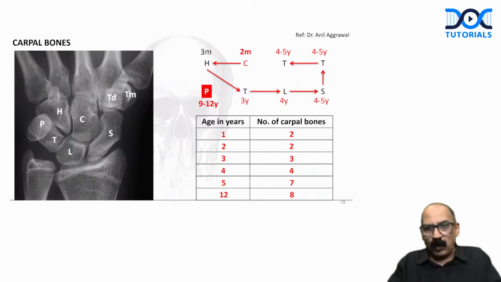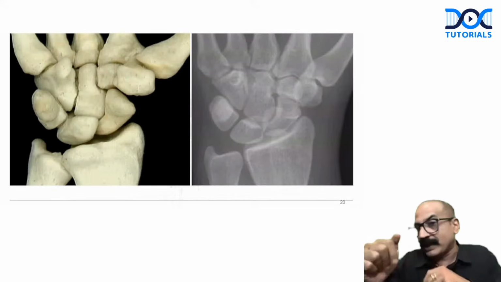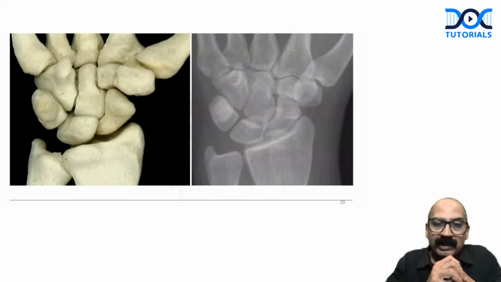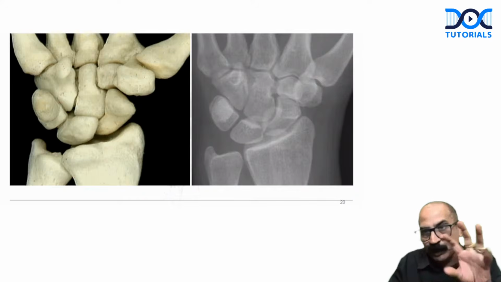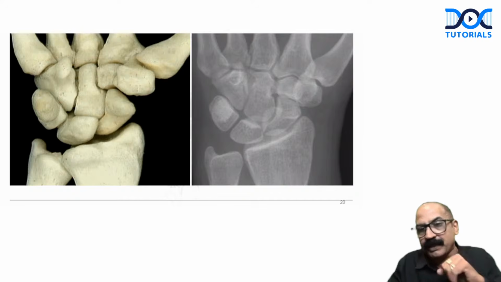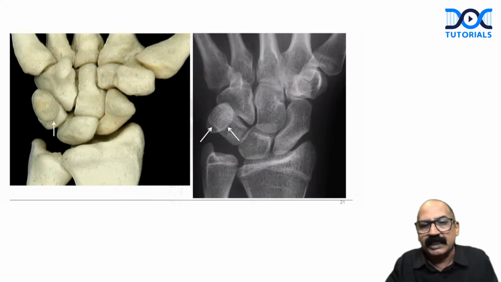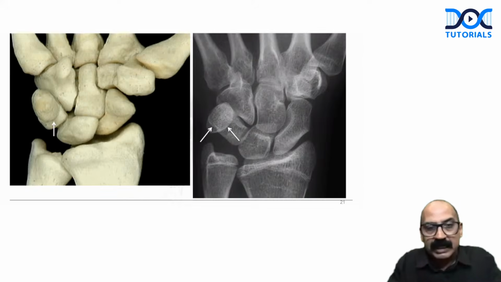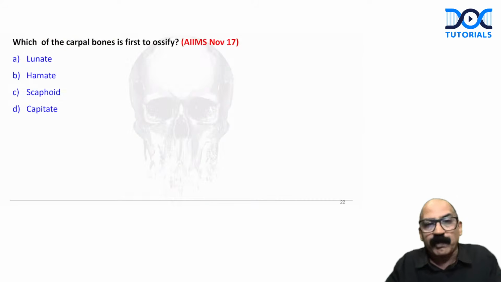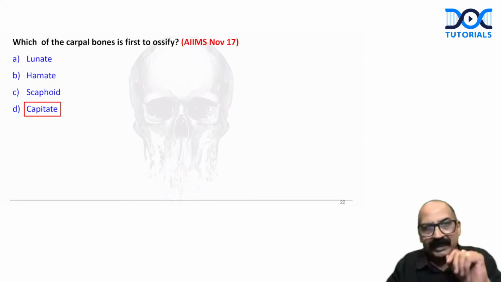Okay. Now, many times students get confused whether Pisiform has appeared or not. You can see here a line of demarcation between the overlapping bones, because of the double density. Look here, you can see the double density. Once 2 bones are overlapping, you can see the double density on radiological examination. Which of the carpal bones is first to ossify? Asked in AIIMS, November 17: capitate.